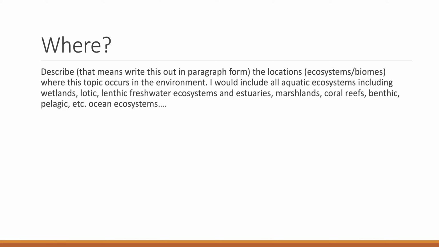So in my case, acidification of bodies of water, I would include all aquatic, meaning water, ecosystems, including wetlands, lotic and lentic freshwater ecosystems. So lentic is slow and lotic is fast moving bodies of water, like rivers, and lentic would be lakes, for example. Estuaries, marshlands, coral reefs, benthic, which is down deep in the ocean, or pelagic, which is wide open ocean ecosystems. So I would include all of those, and I would describe those.